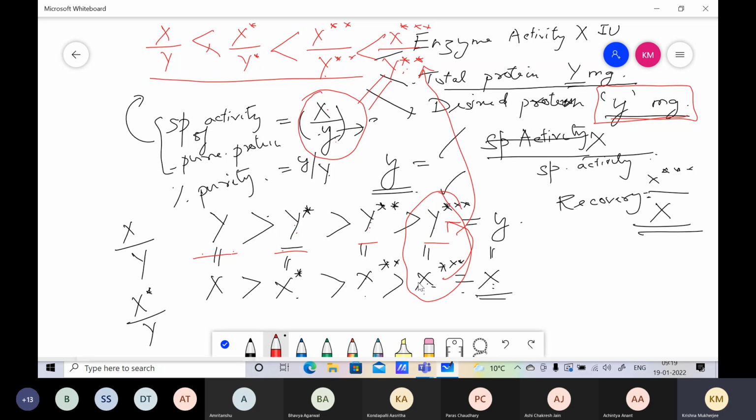more to do with the concept rather than the maths. Is the concept clear to you? You should be able to do the maths on your own. I believe that you are bright people.